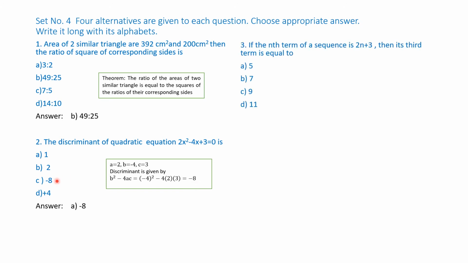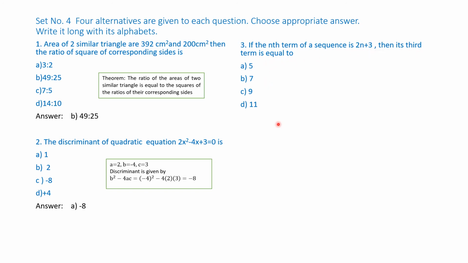Question number 3. If nth term of a sequence is 2n plus 3, then its third term is equal to what? Options are A 5, option B 7, option C is 9, and option D is 11. Please read the question again. If nth term of a sequence is 2n plus 3, then its third term is equal to what we have to find.